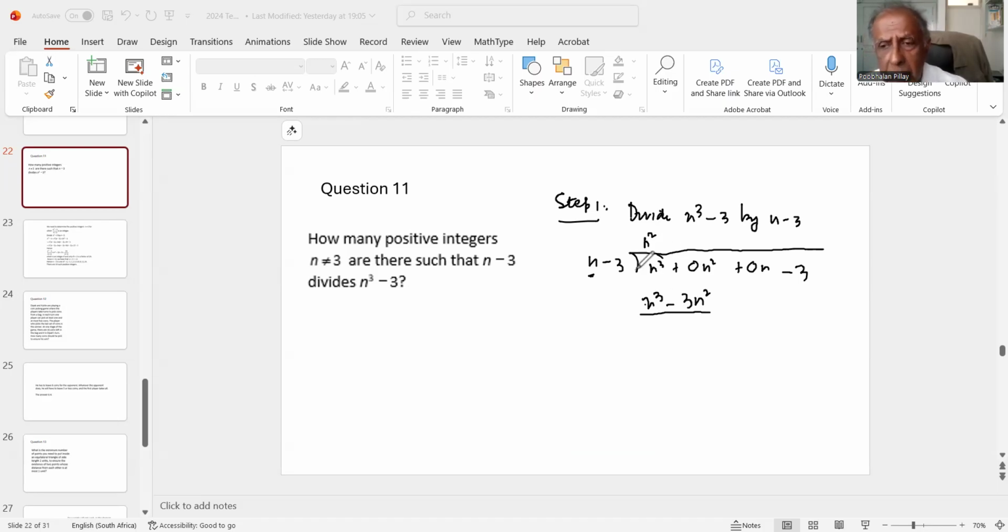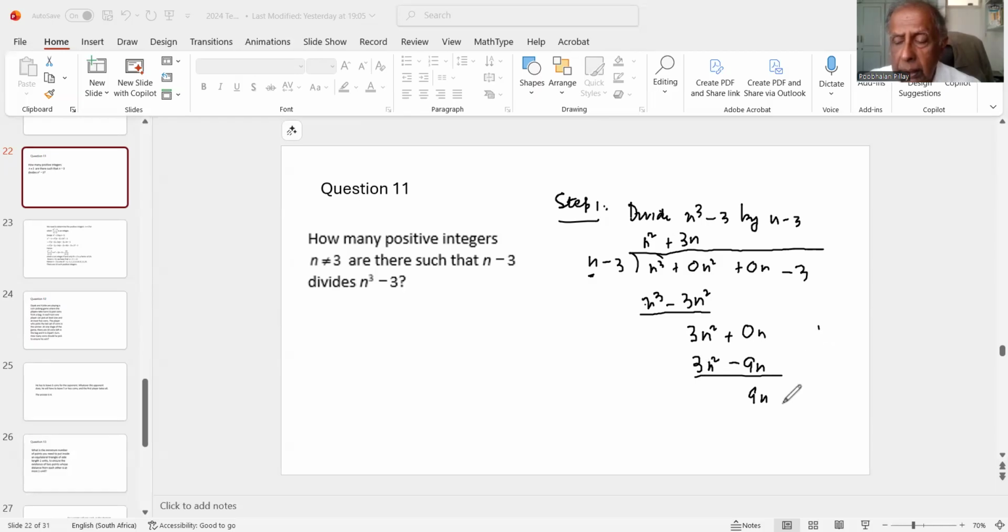When you subtract, the n cubed cancels off because you made sure that n cubed times that is equal to this. Now you subtract here, and it becomes 3n squared plus 3n squared. You bring the next one down, and now you see how many times n goes into this first term. 3n squared divided by n, the n's cancel, and you have 3n. Now you take this and multiply it. 3n times n is 3n squared, minus 9n, because 3n times minus 3 is minus 9n. Subtract, that cancels, and you have 9n.